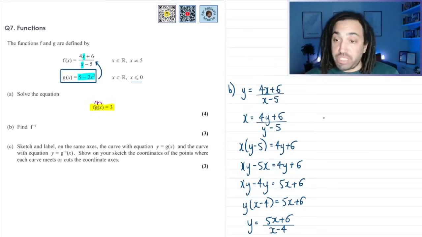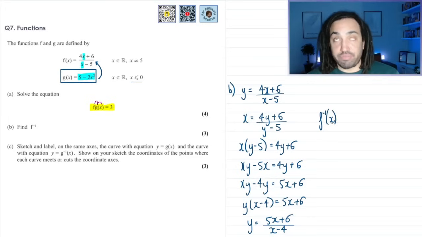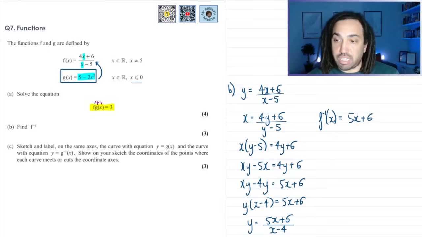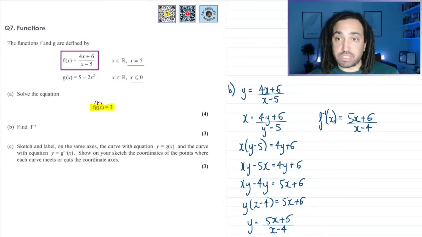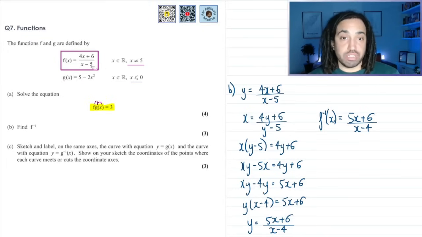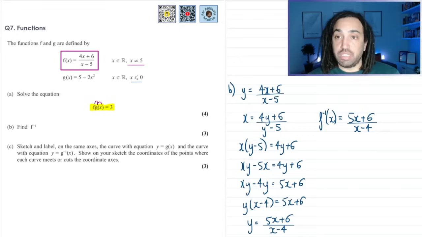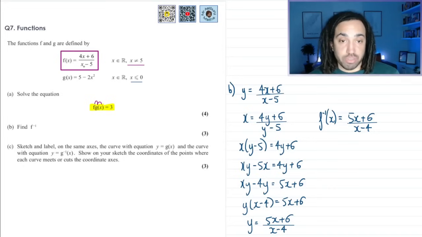And then finally we need to write it as f to the minus 1 of x, which is the symbol for the inverse function, is equal to 5x plus 6 over x minus 4. We also need to state the domain of the inverse function. Now, if we look at the original function, I've circled here in purple, you can see that the only stipulation is that x can't equal 5 because of the bottom.